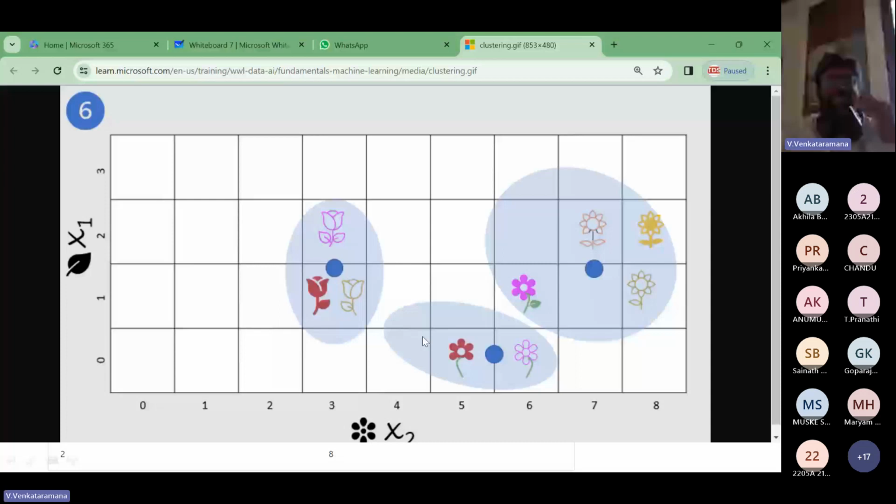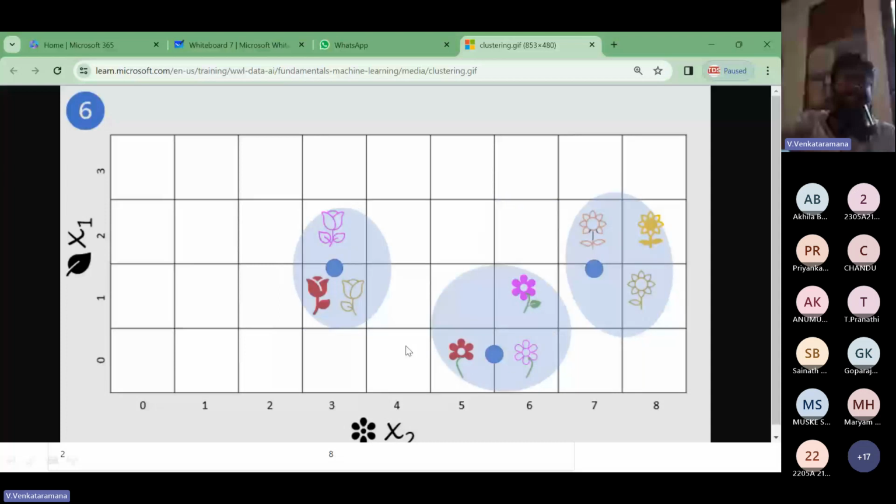So this is the grouping. There are different flower samples with X1 and X2, where X1 represents the number of leaves and X2 represents the number of petals. These are the data points, and the dark blue dot is called the centroid. Based on the centroid, all these data samples will be grouped. How many clusters will it be divided into? Finally, it will be divided into 3 clusters.